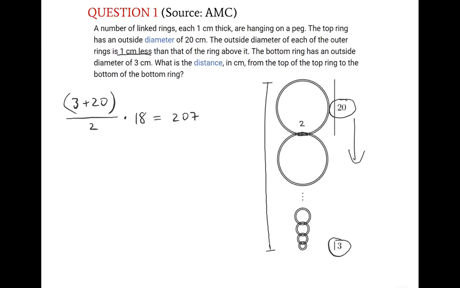So now we have to subtract from 207 the number of intersections, and there will be 17 intersections since there are 18 total rings. That gives us an answer of 173.